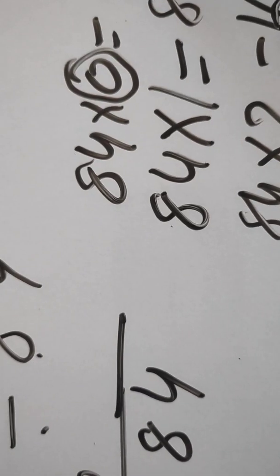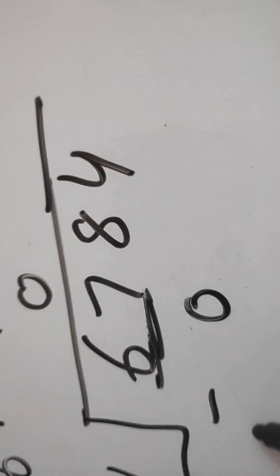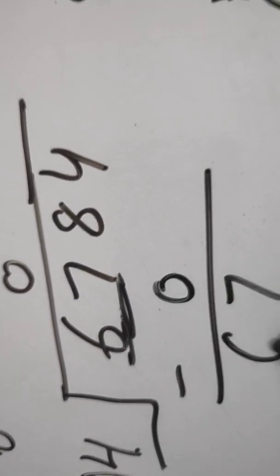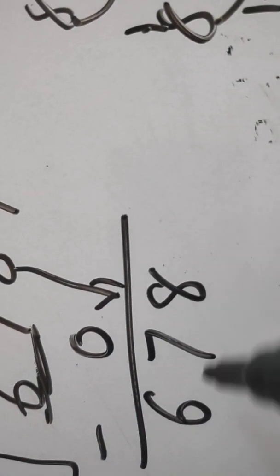And when we multiply 84 zeros are, it becomes 0. So the same number will be our remainder. Now we will bring down the next digit. Now check where 678 lies.